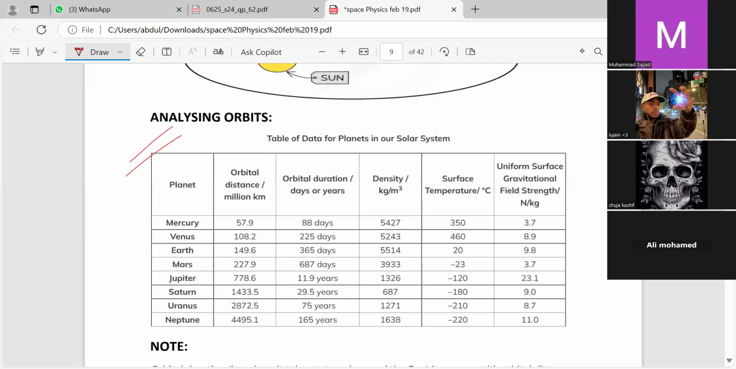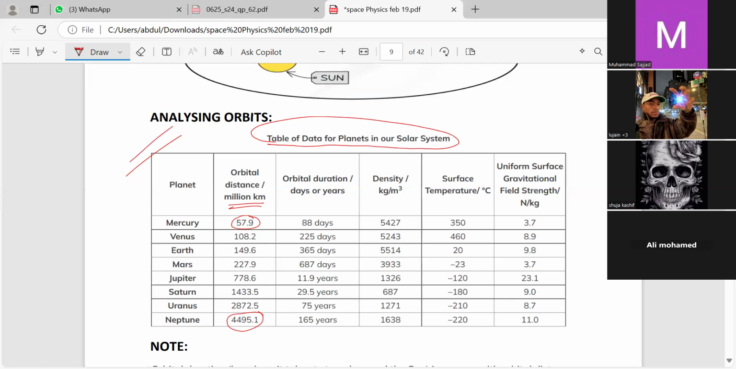Okay, now come to this table. I want to share a few things quickly here. This is the table of data for planets in our solar system. Mercury, see its distance is 57.9 million kilometers. On the other hand, Neptune is too far, 4,495.1 million kilometers.